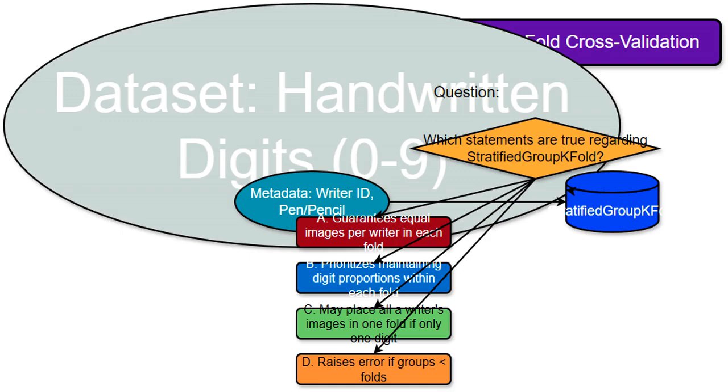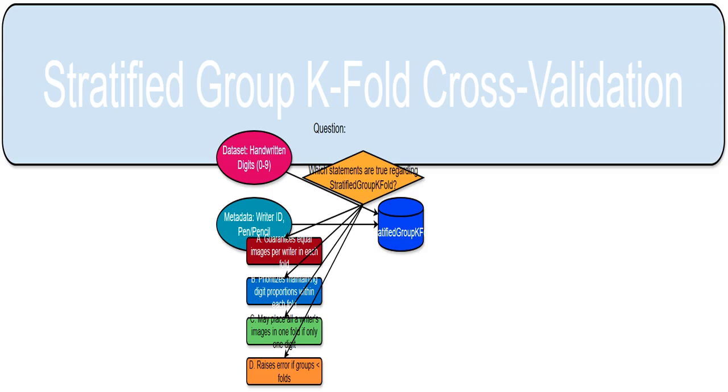I'm working with a collection of images. Each image shows a handwritten digit, from 0 to 9. Think of it as a huge database of handwritten numbers. Along with the digit image, I also have information about who wrote the digit and what writing tool they used. For example, I know the writer's ID number and whether they used a pen or a pencil. This extra information is helpful for analyzing my data.